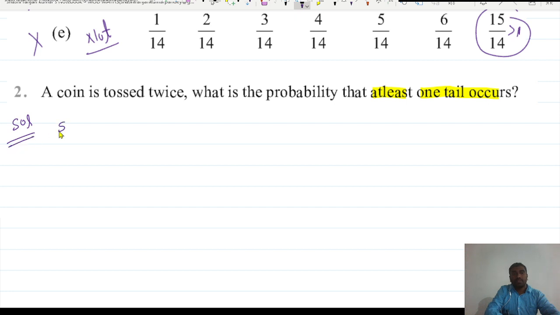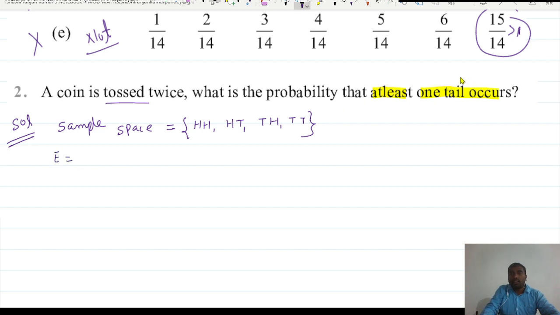Simply write the sample space first of all. A coin is tossed twice, so how we can write it: HH, HT can be there, TH can be there, and TT can be there. So this is the sample space. Now what is here? E, the event. What is the probability that at least one tail occurs?